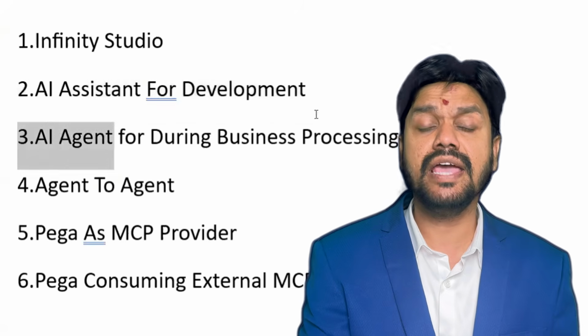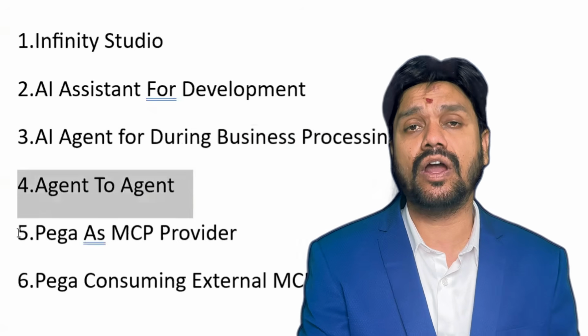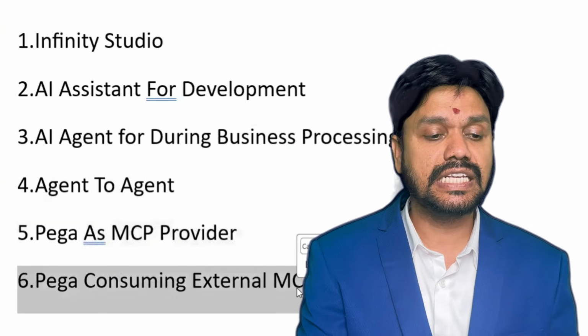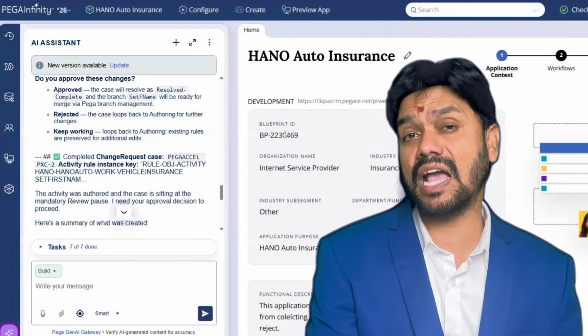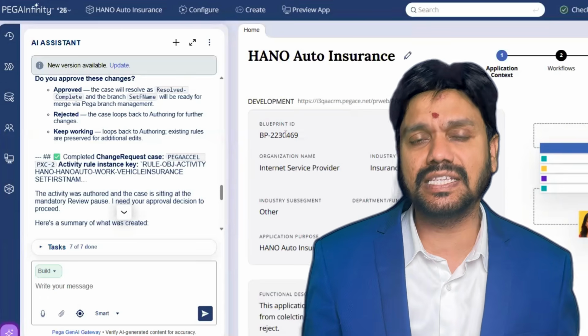Third one is AI Agent during business processing. Fourth one, Agent to Agent orchestration. Fifth one, Pega as MCP server. Sixth one, Pega consuming external MCPs. Let's get some short details about all these 6 new features.